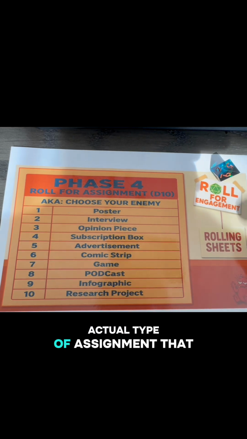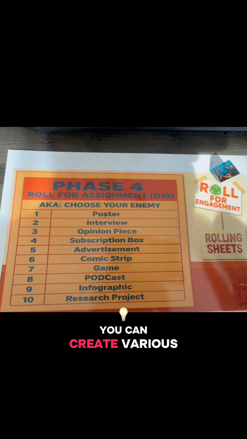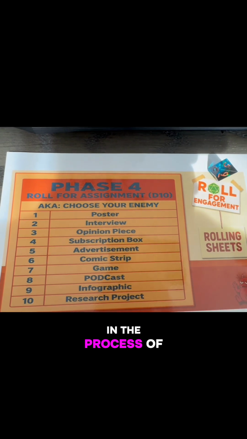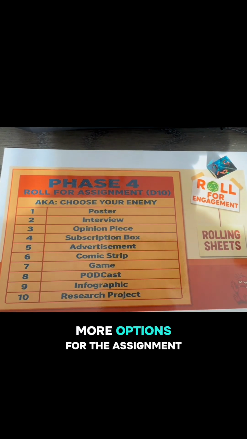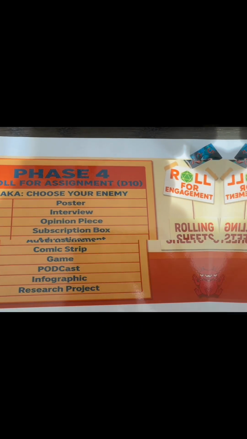Next is phase 4, which is roll for the assignment. This is the actual type of assignment that you're doing. Here are just 10 options I've selected. You can create various sheets, and I am in the process of doing it, of having fewer or more options for the assignment. So again, more variety, less variety, depending on the grade you teach.